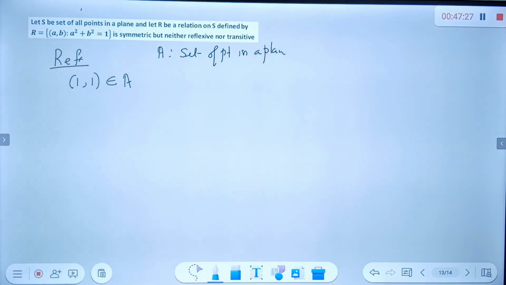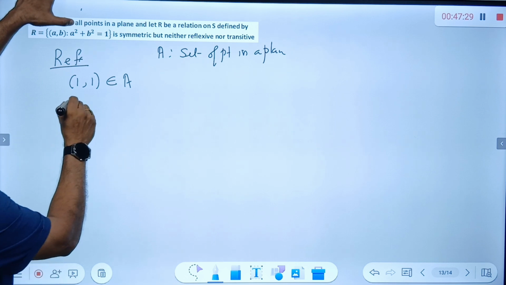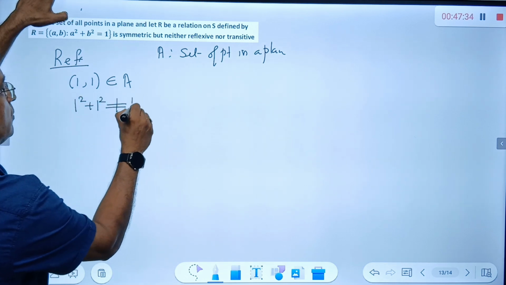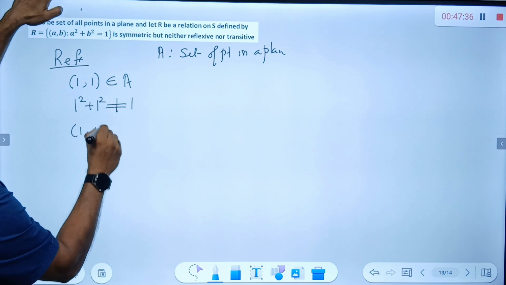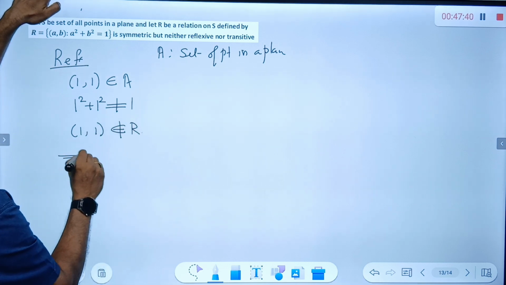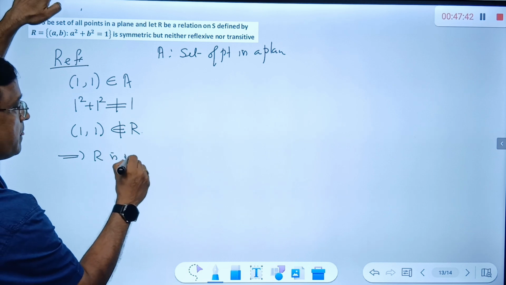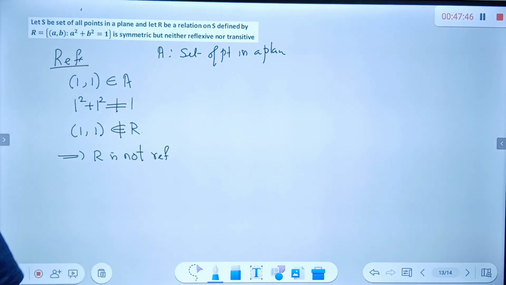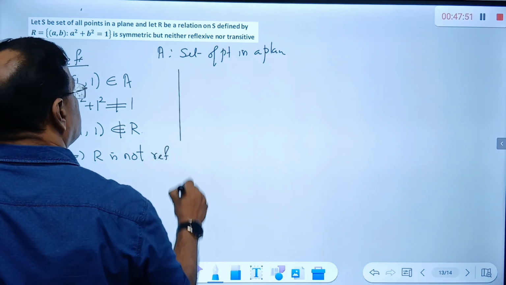I have taken (1, 1). So 1 square plus 1 square is definitely not equal to 1. Therefore, (1, 1) does not belong to R. This implies R is not reflexive. Yes or no? R is not reflexive. Now, let's talk about symmetric.